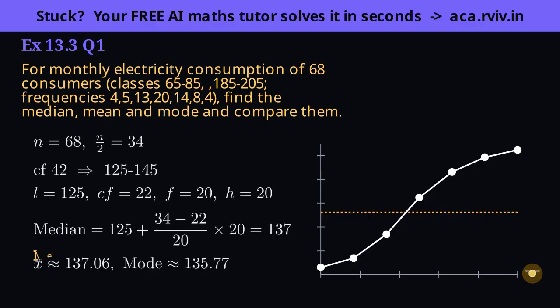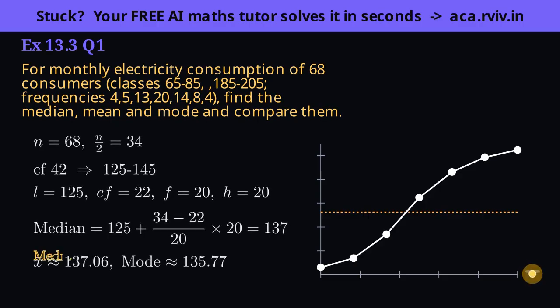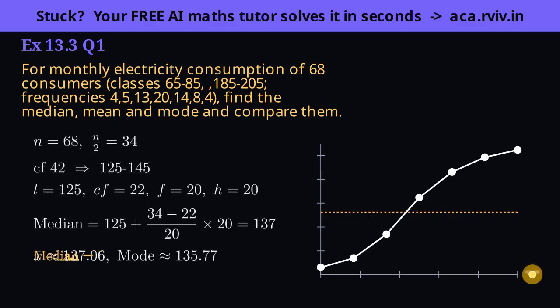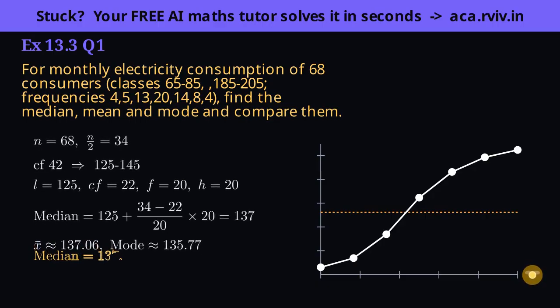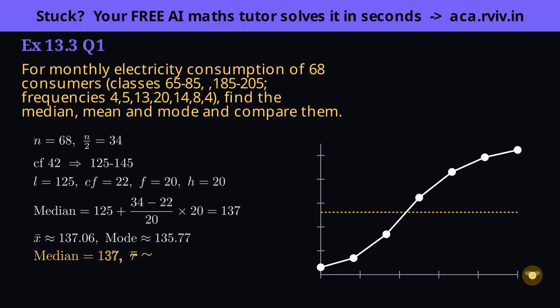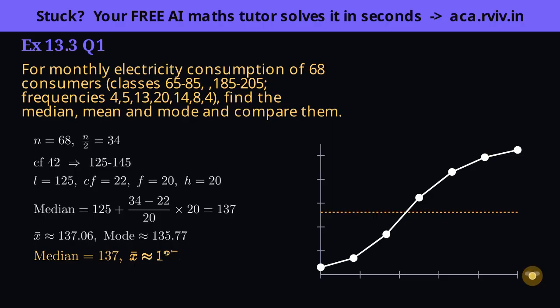So here's the payoff. All 3 measures land within a couple of units of each other. That's the telltale signature of a nearly symmetric distribution. When mean, median, and mode almost coincide, the data is balanced, with no long tail dragging one measure away from the others. Compare that with the skewed family budget data earlier.